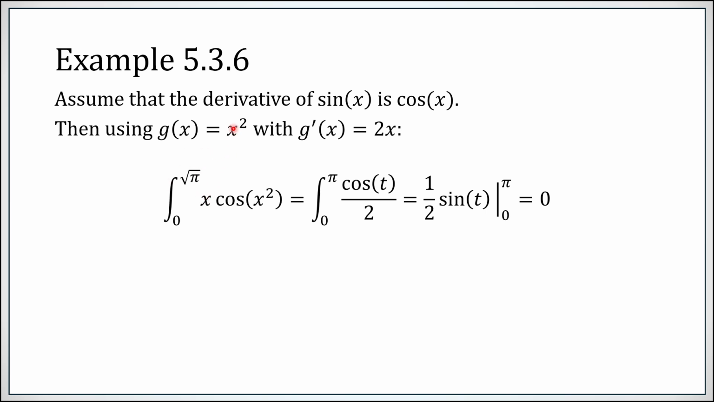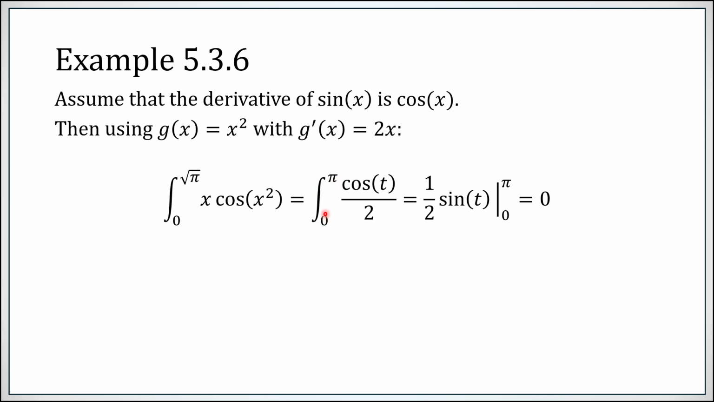Now, if g of x is simply x squared, from 0 to root pi, we replace our bounds with g of 0 and g of root pi. But we just have that factor 1/2, and now it's just cosine of u. Okay, and we've just called it cos of t. That 1/2 factors out. Okay, we know that scalar factors go in and out of integration.